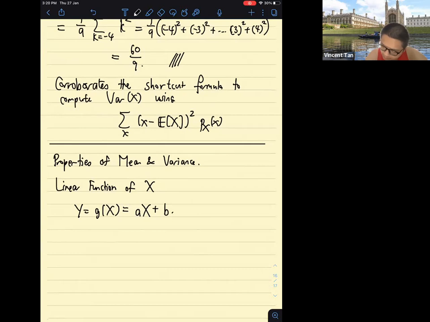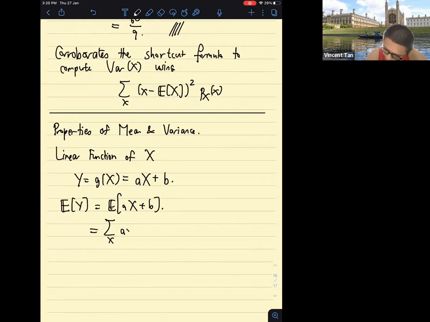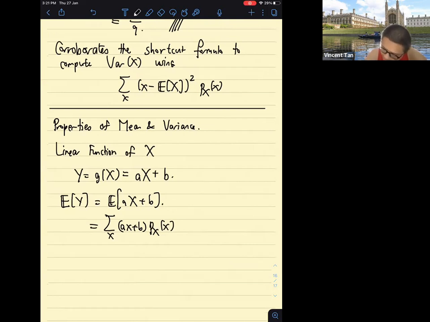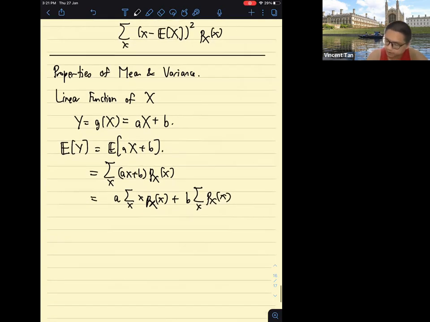So we want to figure out what is the expectation of y in terms of the expectation value of x. So that is nothing but the expectation value of ax plus b. But by using the shortcut formula, we sum over all possible values of x of (ax plus b) p_X(x). But the sum is linear, which means you can bring the a outside: a times the sum of x p_X(x). This is capital X, okay? Plus b times the sum of p_X(x), summed over all values of x. So the first term here gives the expectation value of x, plus b times, oh, now we need to figure out what this guy here is. The sum over p_X(x).